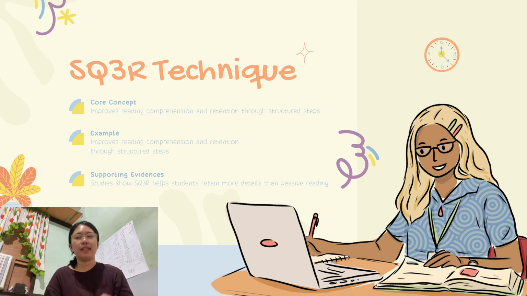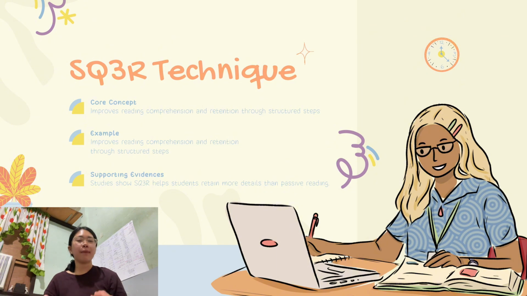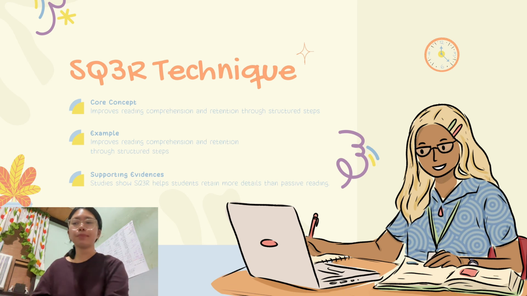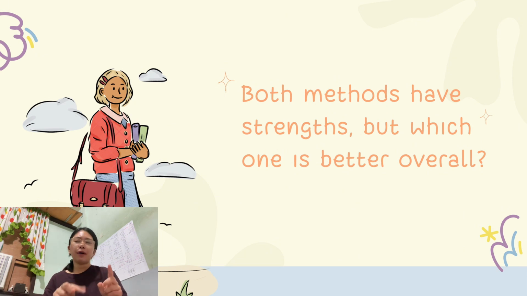outputs on hand. For example, a student preparing for a history exam can use SQ3R to break down textbook chapters effectively. Studies show that SQ3R helps students retain more details than passive reading. Next, let's figure out which method is more effective.